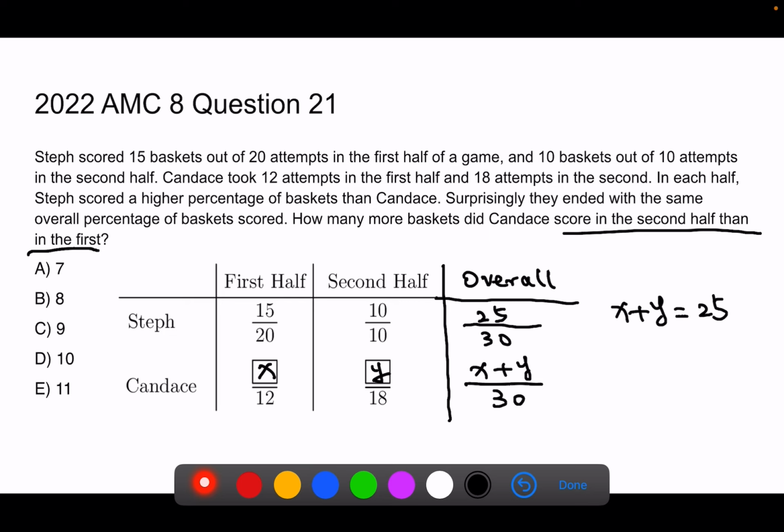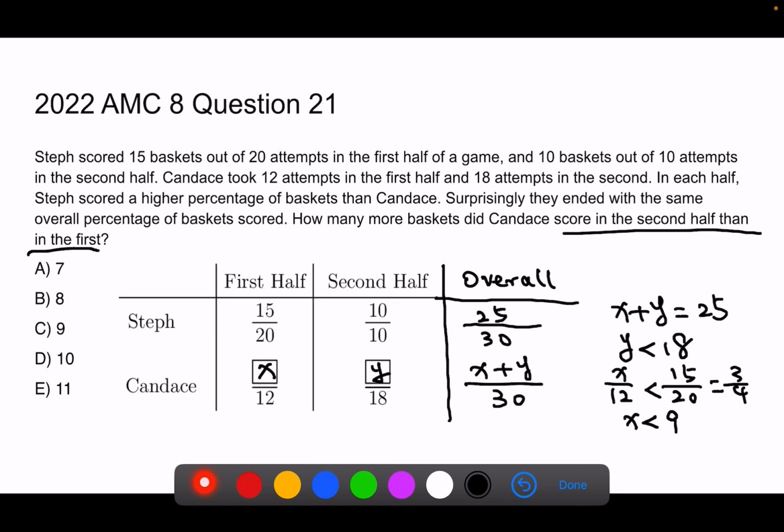Now let's check the other requirement, which is for each half, Steph has a higher percentage than Candace. Second half is easy because Steph is 100%, so we only need to make sure Y is less than 18. For the first half, we need a little bit of calculation because X over 12 needs to be less than 15 over 20. And 15 over 20 is 3 over 4, so then you can find X is less than 9.